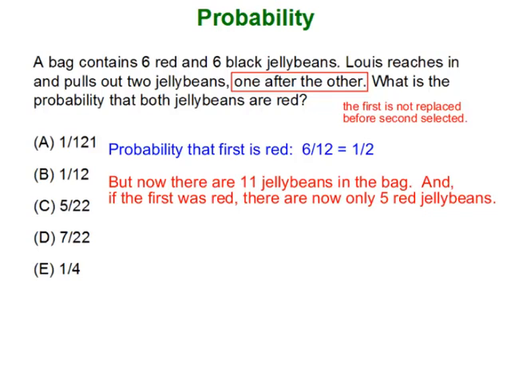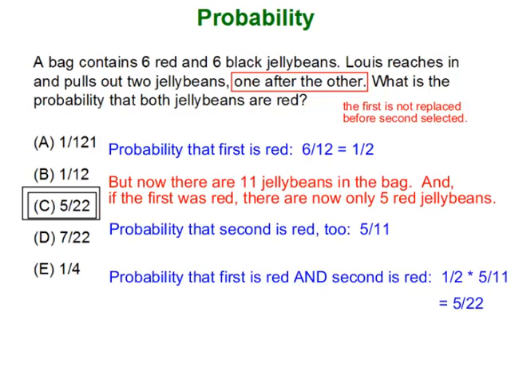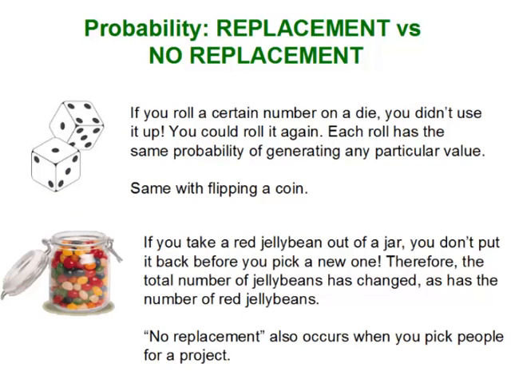So probability that both of his jelly beans are red hinges on the first one being red. So what's the chance on the second one being red? Once you clear that hurdle, it's 5 out of 11. So the probability that both are red is 1/2 times 5/11ths, 5/22. So you'll employ this way of thinking on any question that has no replacement.